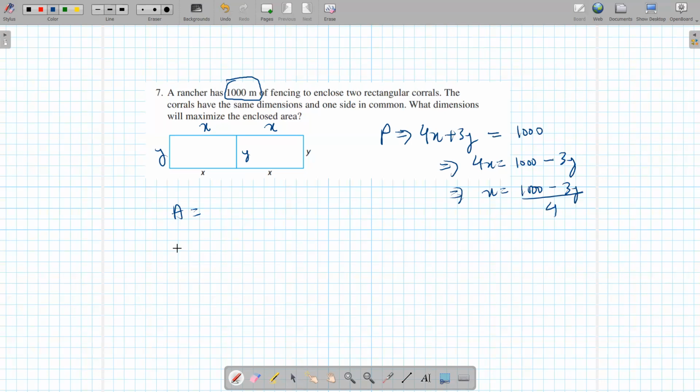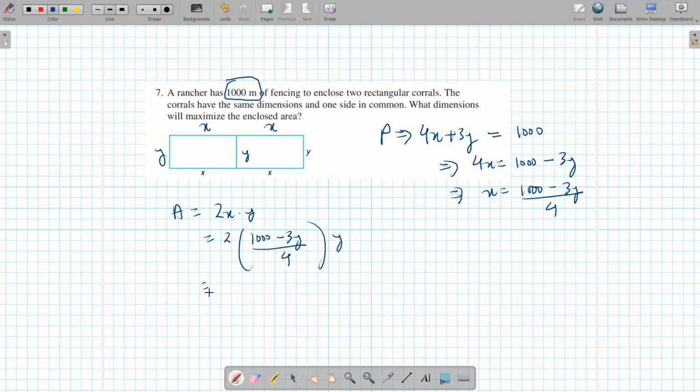It's just y times x. Oh, no, it's not. It's going to be y times 2x. Yeah, exactly. So 2x times y. We know what x is. x is 1,000 minus 3y divided by 4, like that, right?